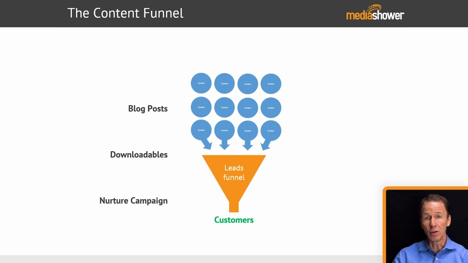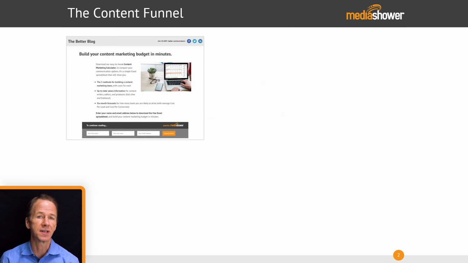So we call it a funnel because we start out with lots of visitors to all this content, a smaller subset sign up for the downloadable, and an even smaller subset turn into paying customers. I'm going to unpack each of these steps so that you can build great content marketing calendars. Here's how it works in real life.